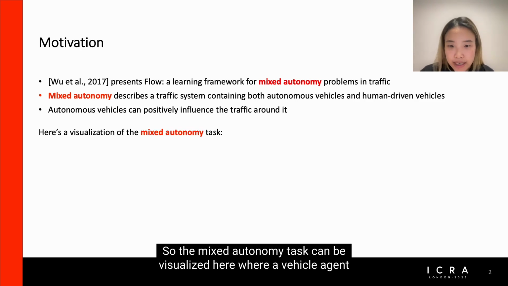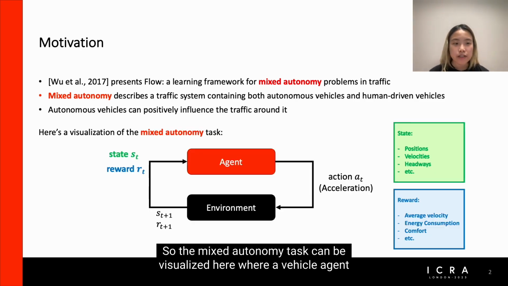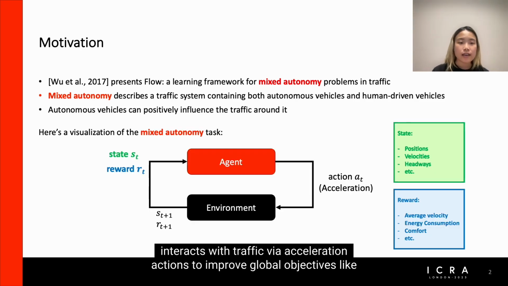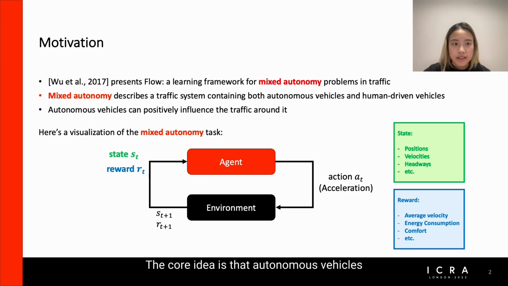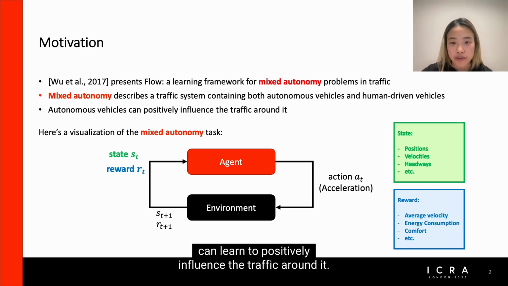So the mixed autonomy task can be visualized here, where a vehicle agent interacts with traffic via acceleration actions to improve global objectives like average velocity, energy consumption, comfort, etc. The core idea is that autonomous vehicles can learn to positively influence the traffic around it.